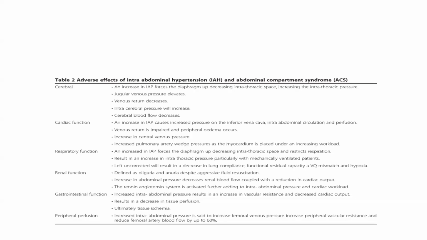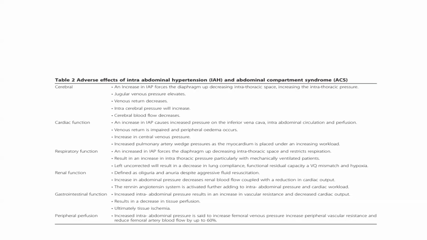An increase in intra-abdominal pressure forces the diaphragm up, decreasing the intrathoracic space and restricting respiration. It results in increased intrathoracic pressure, particularly with mechanically ventilated patients. If it is left uncorrected, it will result in decreased compliance and decreased functional residual capacity, V/Q mismatch, and hypoxia. Then the effect on the kidney will be oliguria and anuria despite aggressive fluid resuscitation.